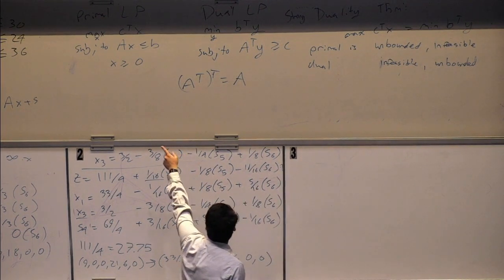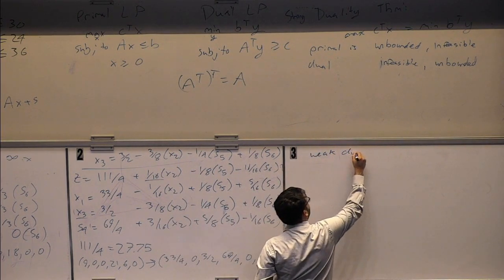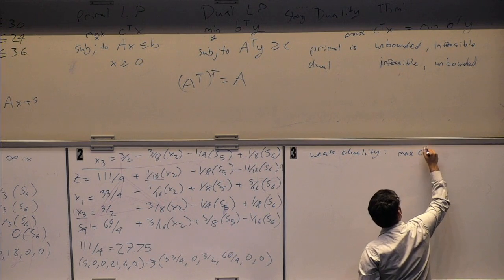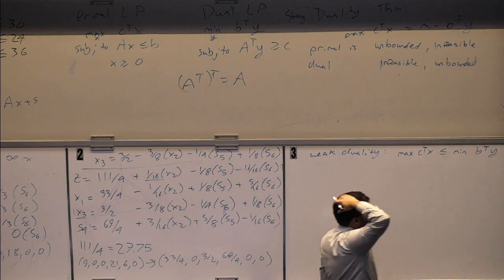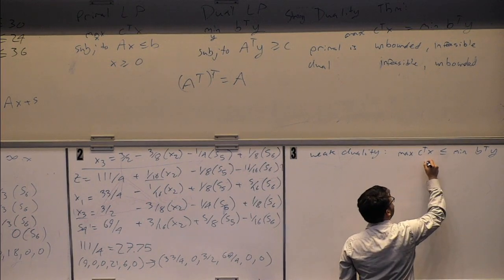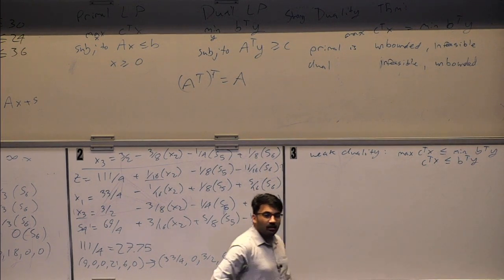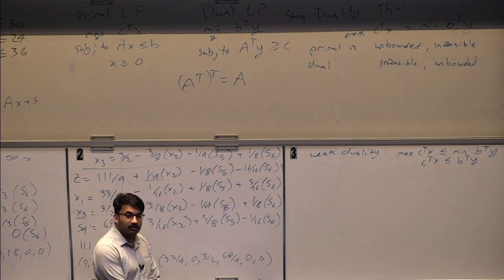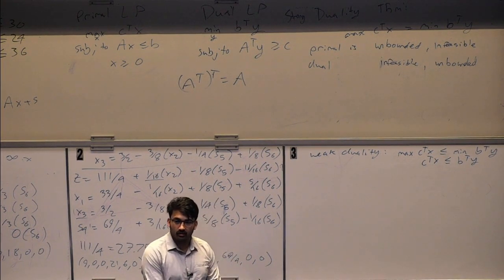So recall the definitions of the primal and the dual, and we want to prove weak duality, which is that the max of CTX is less than or equal to the min of BTY. What we're going to do is show that for any X and Y satisfying their constraints, AX is less than or equal to B and ATY is greater than or equal to C, CTX is going to be less than or equal to BTY. That's sufficient to prove that the max CTX is less than or equal to the min BTY.